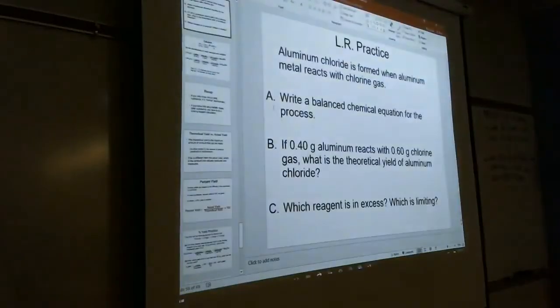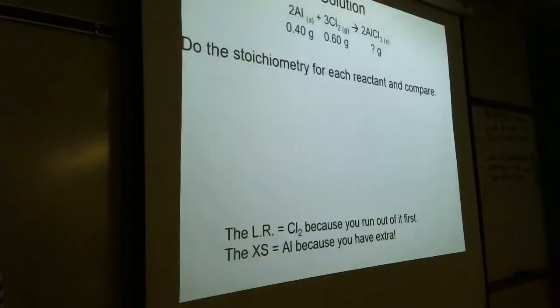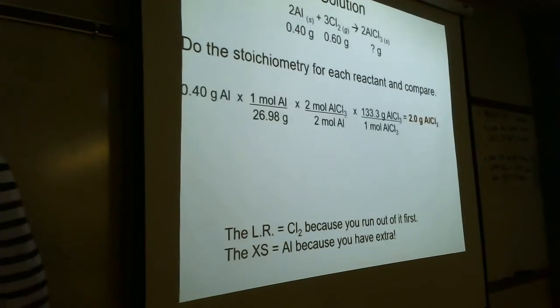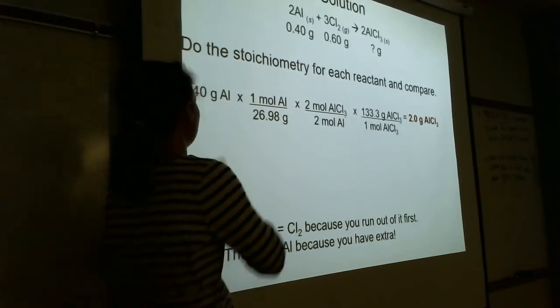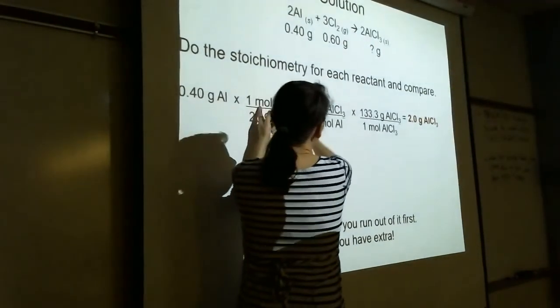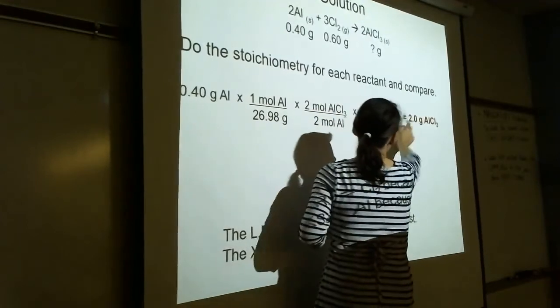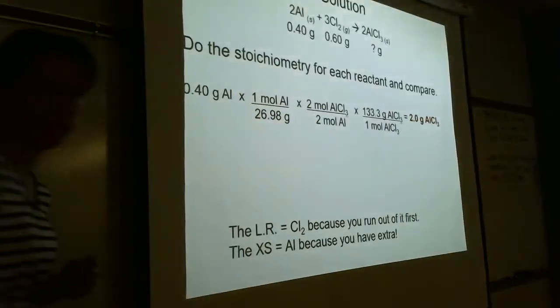Okay, let's go over the answer. We've got to do the stoichiometry twice. First of all, we need a balanced equation. Mole ratios are 2 to 3 to 2. We have 0.4 grams and 0.6 grams, and I want to know what mass of aluminum chloride I can get. So there's the stoichiometry for the aluminum. Again, please only do it this way when you're ready. There's grams to moles, the mole ratio, and moles to grams. We get 2.0, two sig figs.